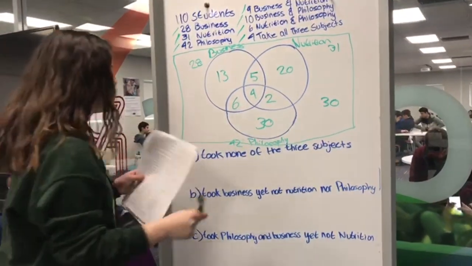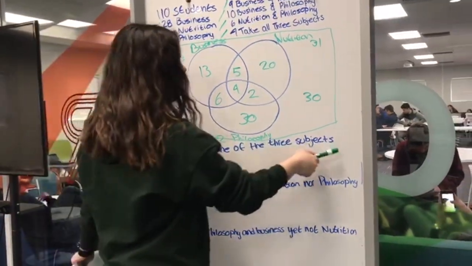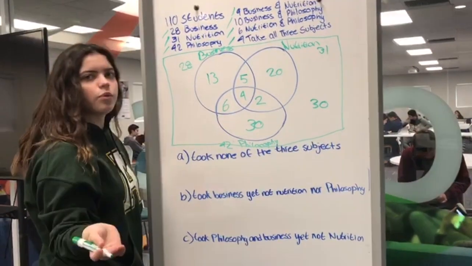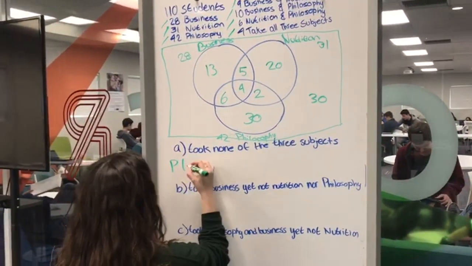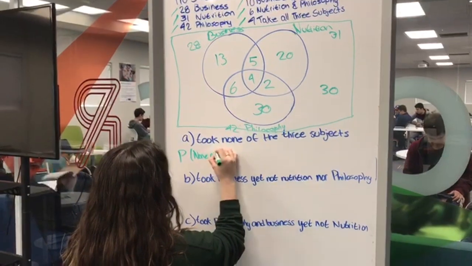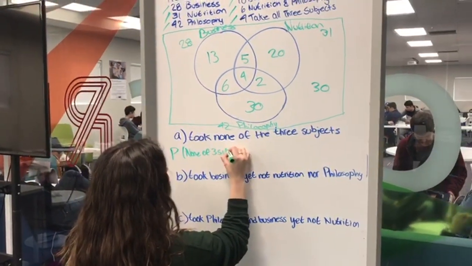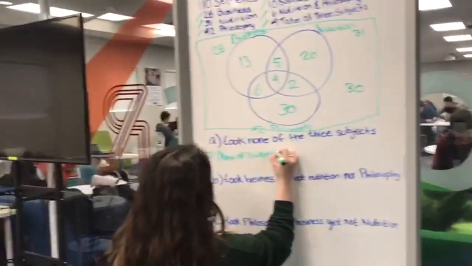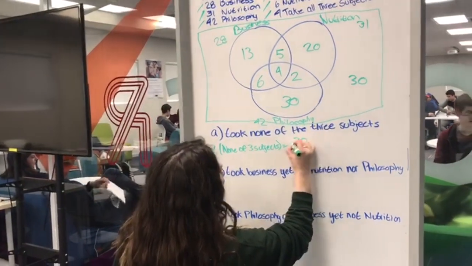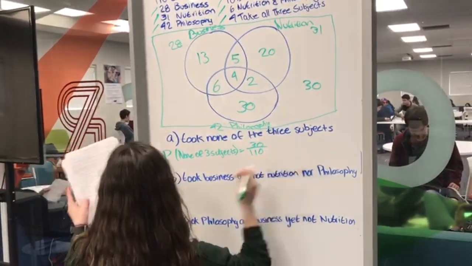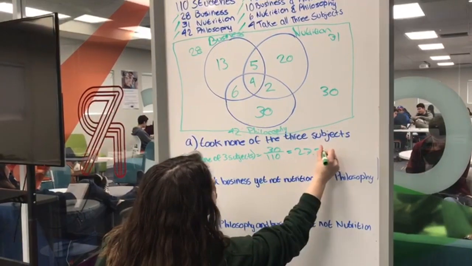Now, letter A. Took none of the 3 subjects. We have 30, as we already said. Probability of none of the 3 subjects is going to be 30 over 110, which equals 27.27%.